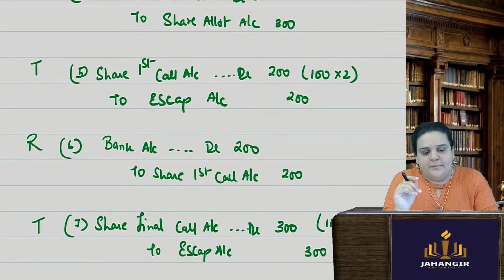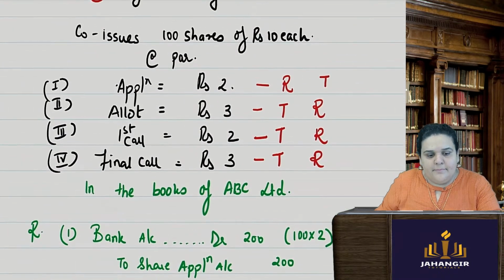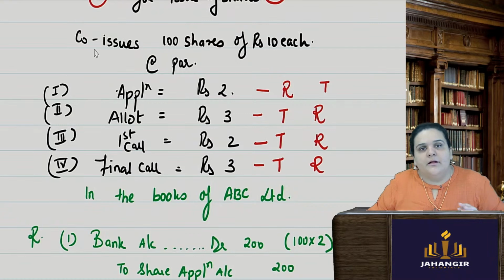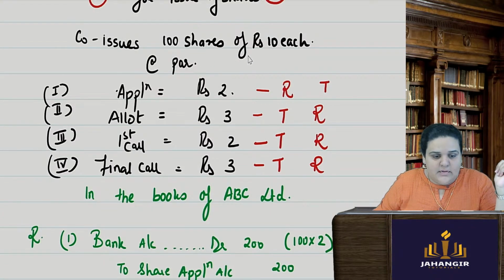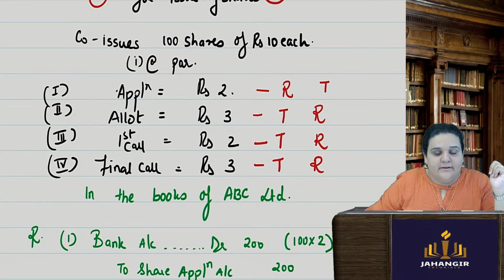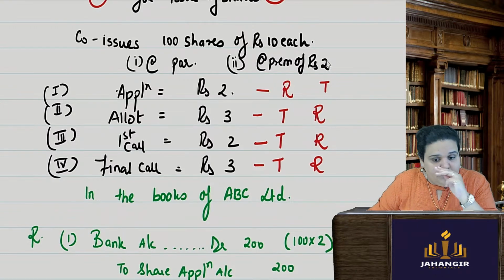Now I am changing my example. I am saying that the company issues 100 shares of rupees 10 each at a premium. Okay, so here, this was your first one. Now the second one, it is issuing at a premium of rupees 2, collected at the allotment stage.